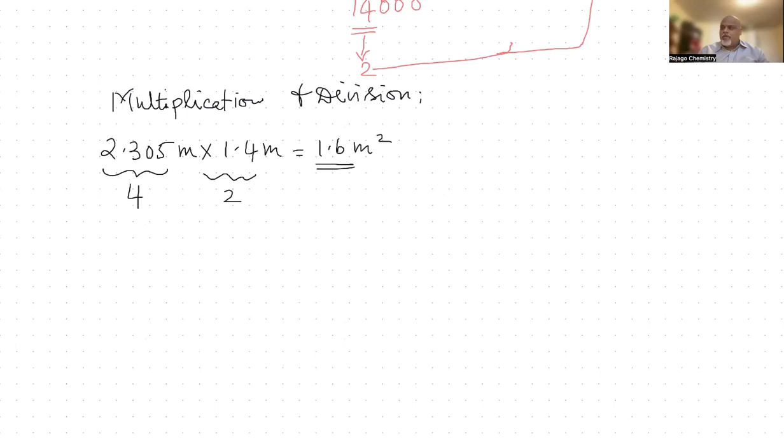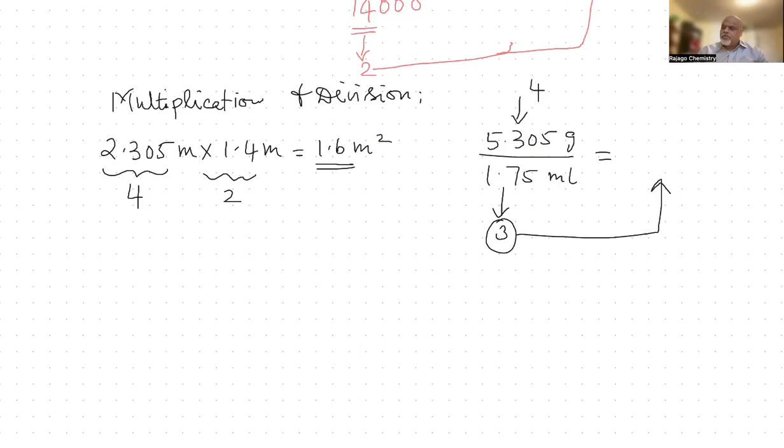If you divide 5.305 grams by 1.75 milliliters, this has 4, this has 3. My final answer will go with 3, so 3.03 grams per ml. Always go with the least precise. Okay, so less precise is the key.